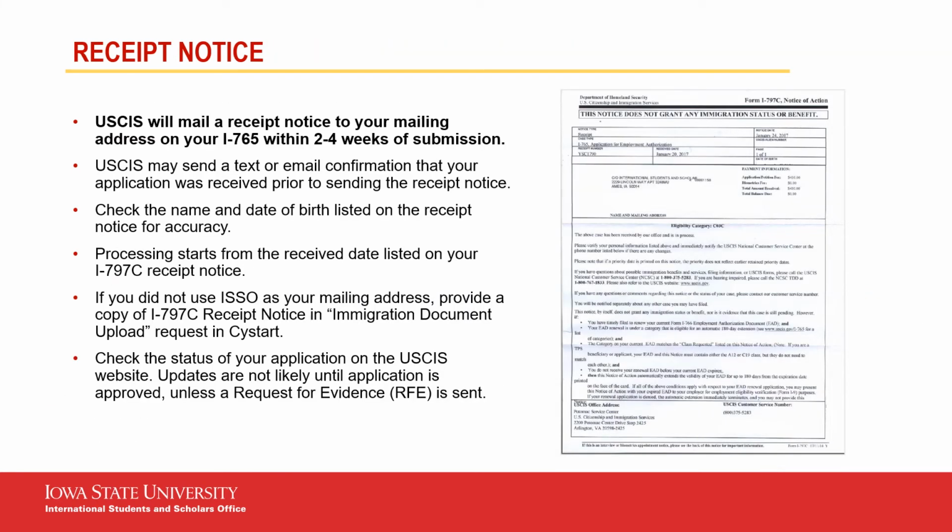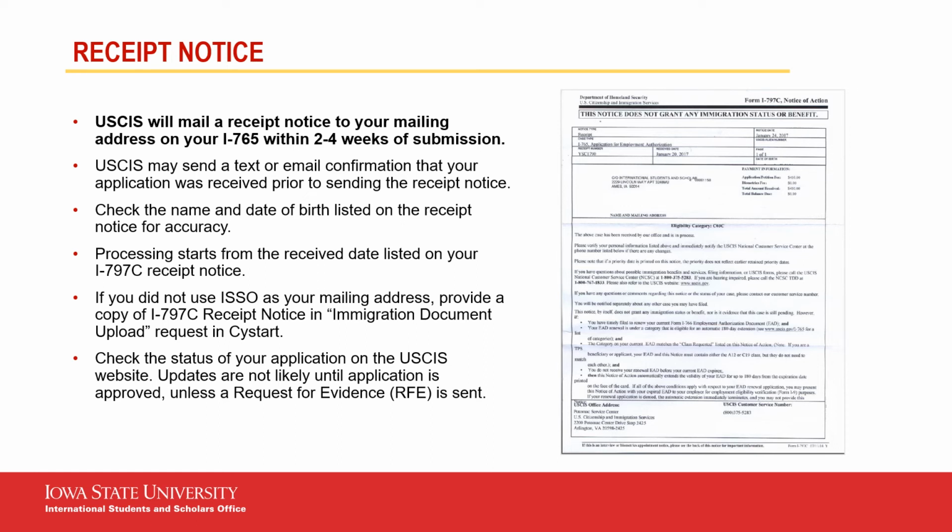After submitting your application, USCIS will send you an official receipt notice within 2 to 4 weeks. You may also receive a text or email confirmation of your submission earlier than receiving the official receipt notice. Once you receive your receipt notice, please check the name and date of birth listed. If there are any errors, please contact ISSO. Processing starts from the received date listed on the receipt notice.